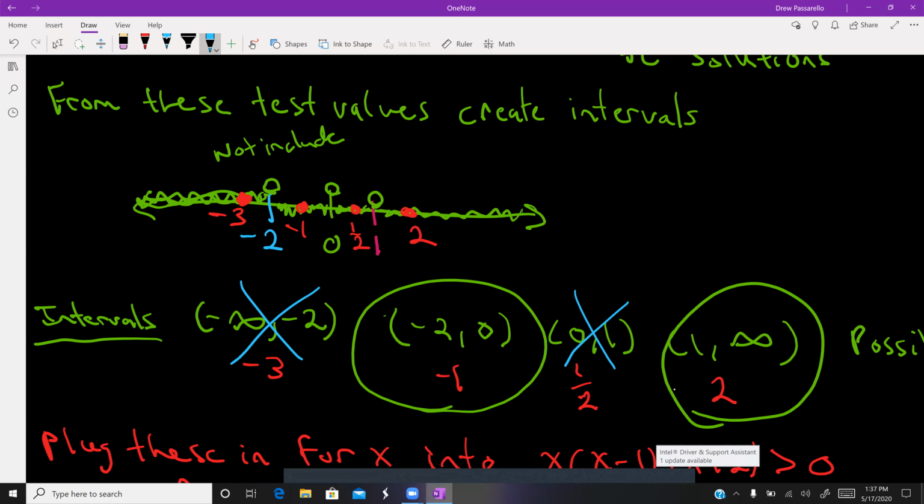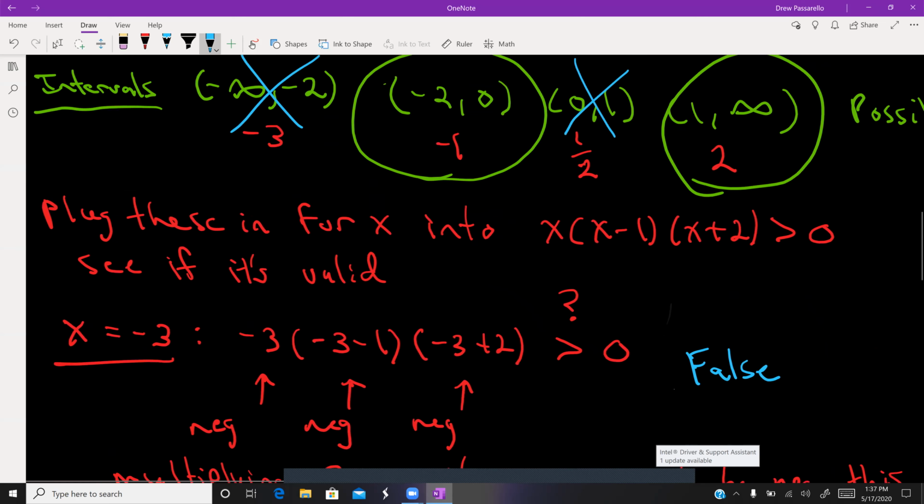Those are my 4 intervals, which means if I'm going to test each interval to see if they're actually part of the solution, I have to pick some value in each interval. So that's why I just picked -3. You could have picked -2.5, or -4, whatever you think is easy to plug in. So I did -3, -1, 1/2, and 2 as the 4 values corresponding to each interval.